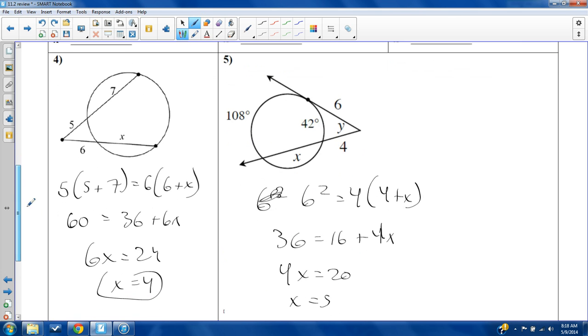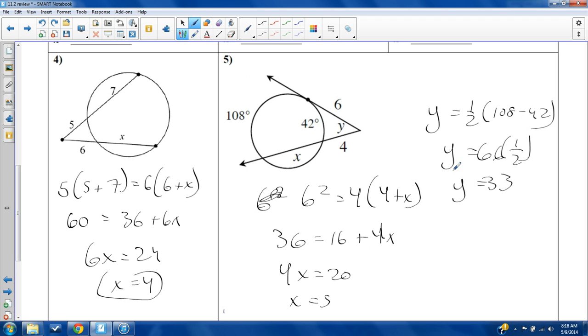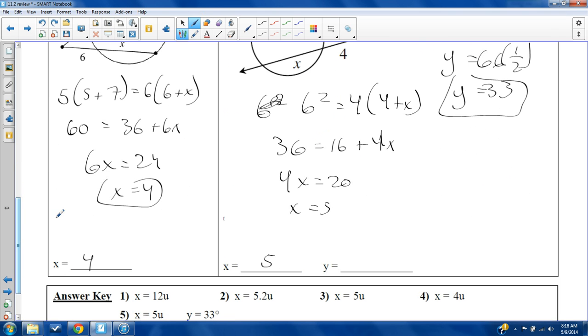Okay, they're about to come in. X equals 5. Final ones. Angle right here is half of 108 minus 42. So y equals 1/2 of 66 times 1/2. Y equals 33. Sorry, you guys are piling in.